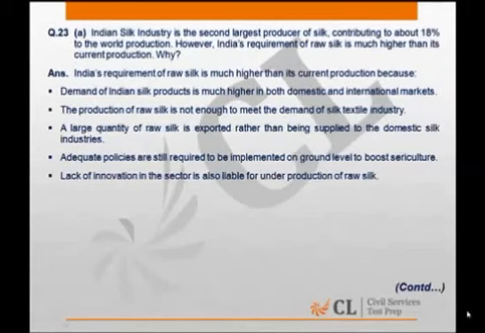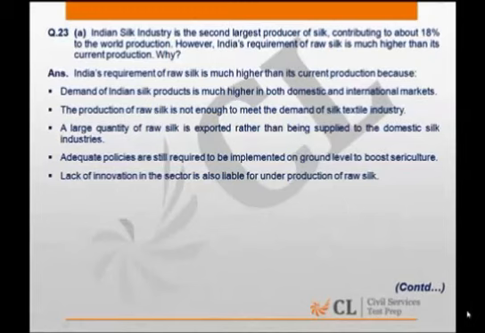Question 23 part A. Silk industry. The Indian silk industry is the second largest producer of silk, definitely the first one is China, contributing to about 18% of the world production. However, India's requirement of raw silk is much higher than its current production.